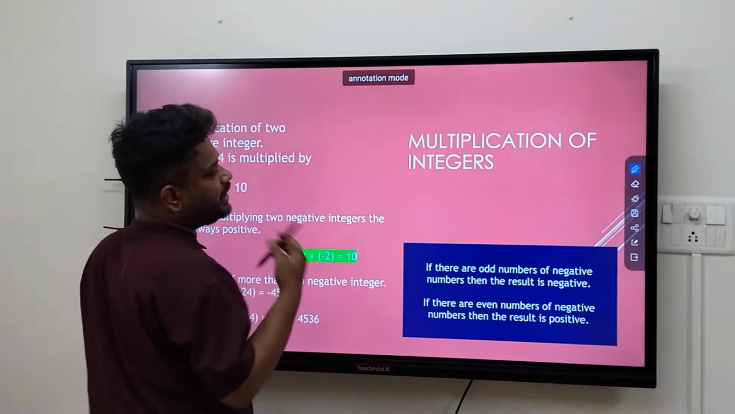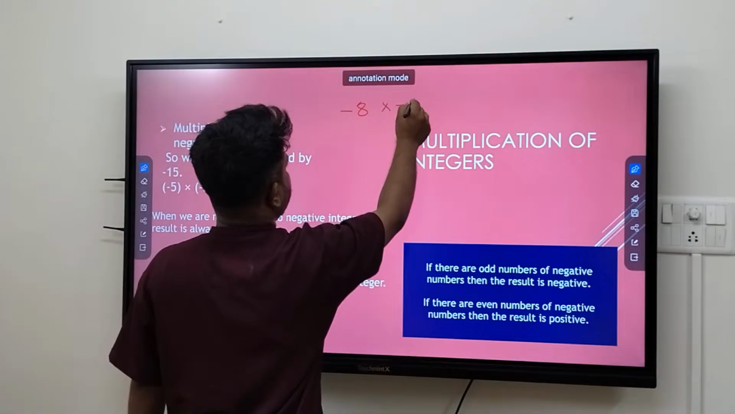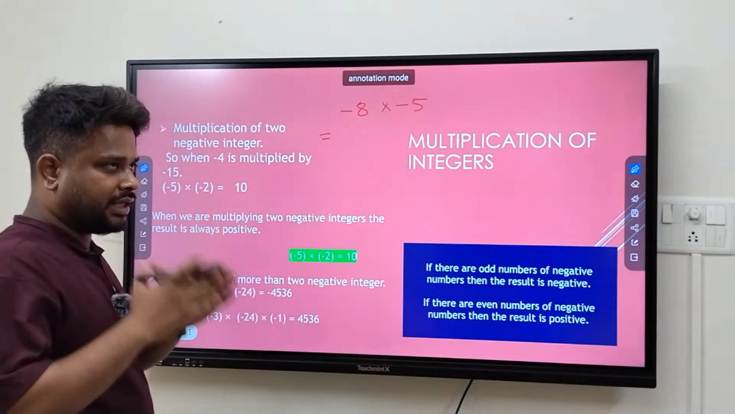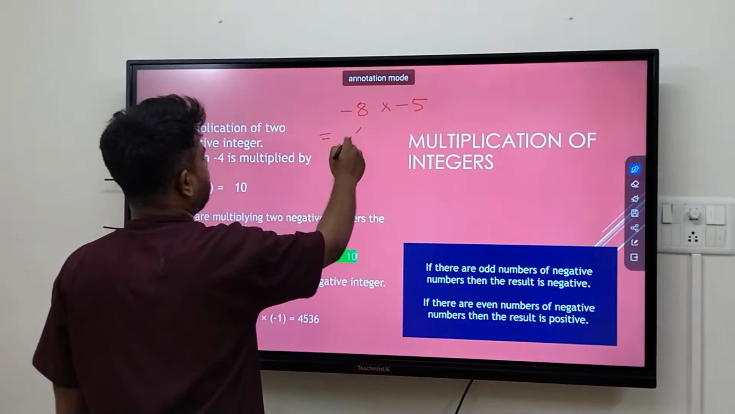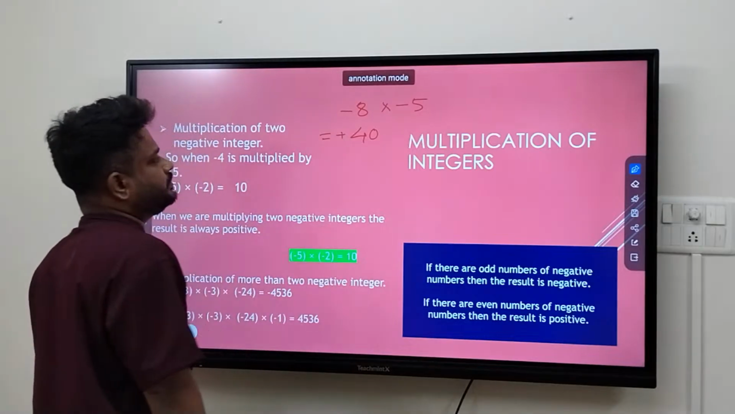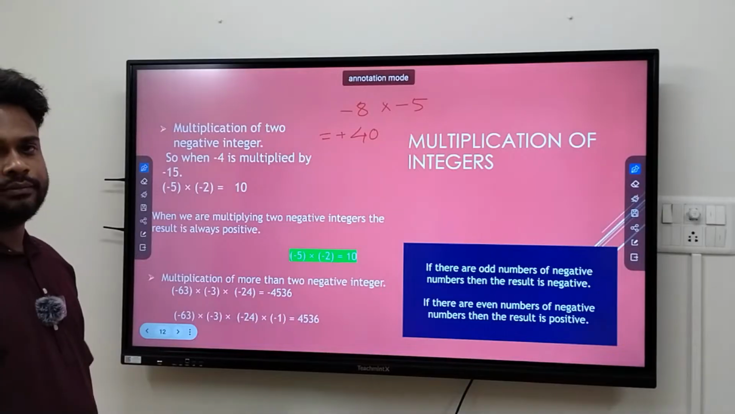So let's try it with different numbers, like minus 8 multiplied by minus 5. What will be the answer? We will multiply these two numbers the natural way. 5 8s are 40, and we know that minus minus becomes plus. Okay, so that's why we are doing this.